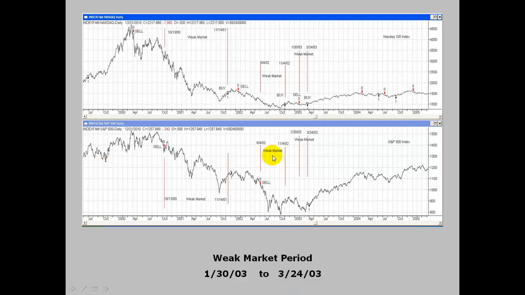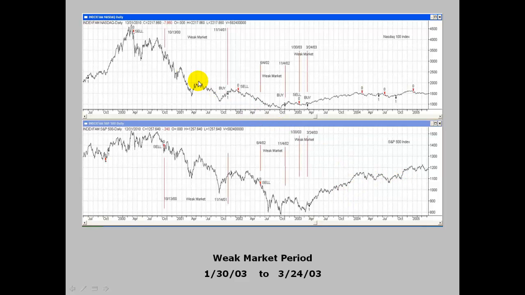Subsequent to that, we had another weak market signal, and here's how it developed. We had this sell signal in effect in this lower panel, followed by another sell signal in the upper panel, indicating the beginning of another weak market on January 30th of 2003, which stayed in effect until we got this buy signal on March 24th, 2003, ending this weak market period. Subsequent to this buy signal, the market rallied substantially.